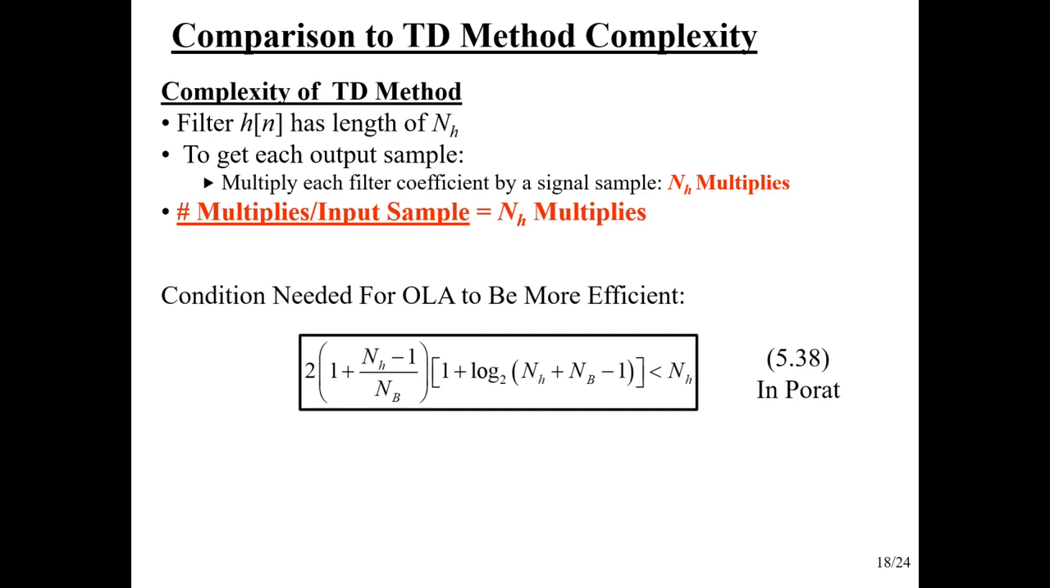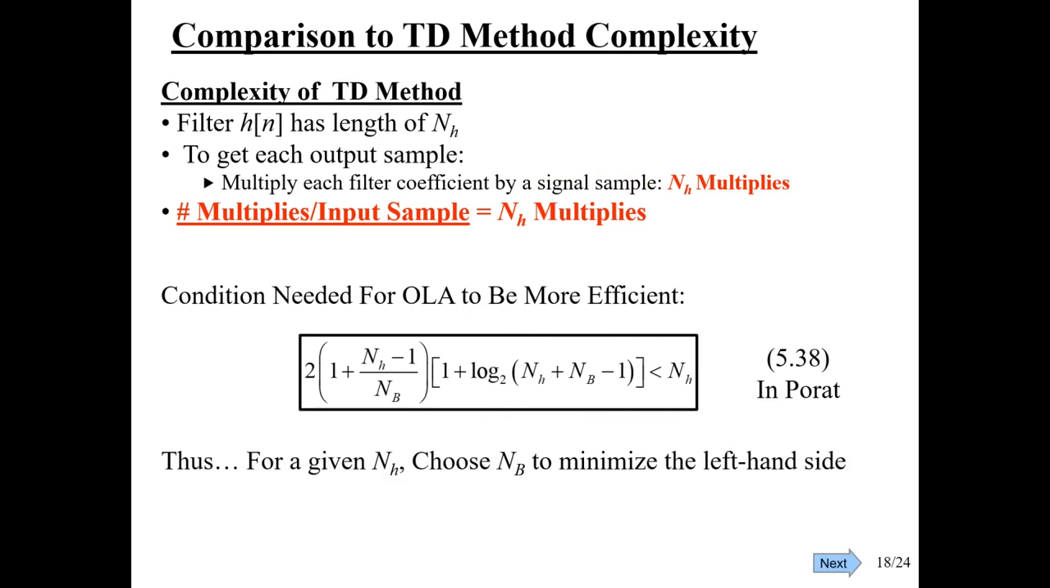So now I'm comparing these. Here's my NH multiplies on this side, and here's the thing that I had on the previous slide. That's the number of multiplies per input sample for the OLA. And this is just an equation that comes out of Parks and Burrus, but we just went through and saw where it comes from. Now, remember I said we had to have a guide for how to choose NB? Well, what we want to do is choose NB to minimize this left side for a given NH.